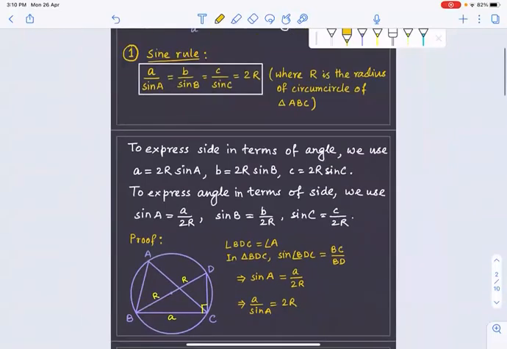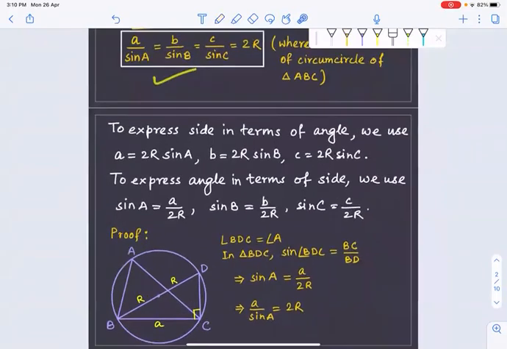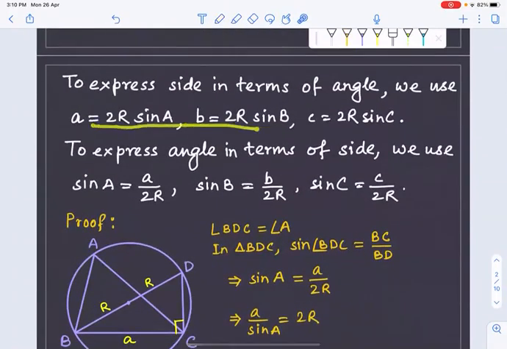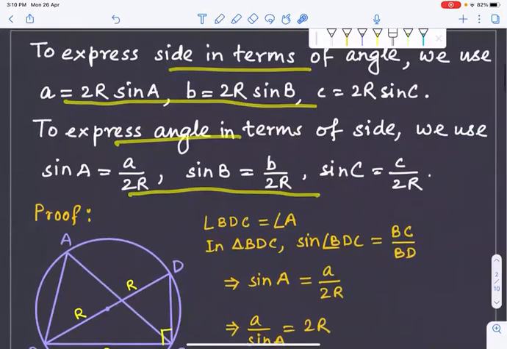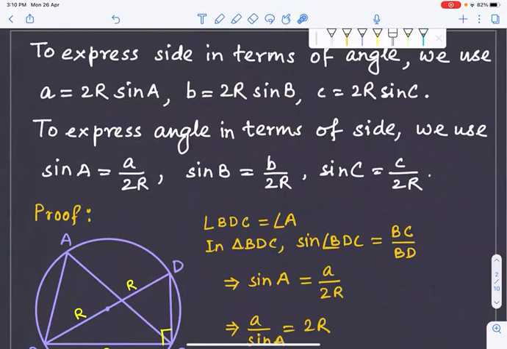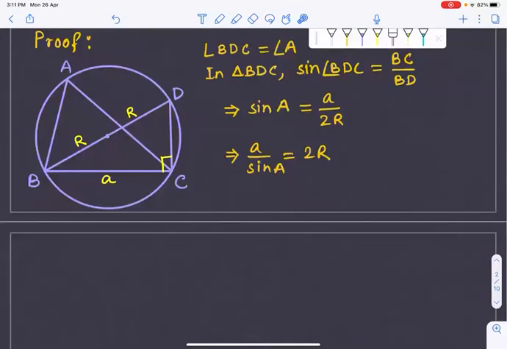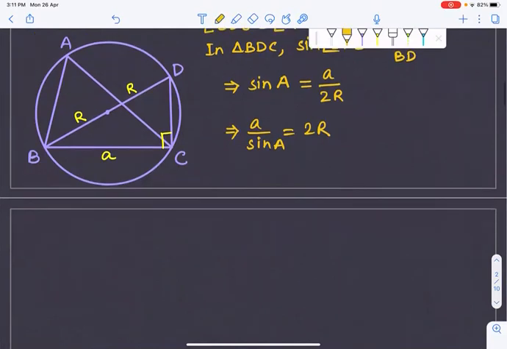So the proof is not that important, only how to use this relation for solving some questions. I have also told you here how to use them. You can use them. Okay. Now let us solve one or two questions here. Let us take the first question here.